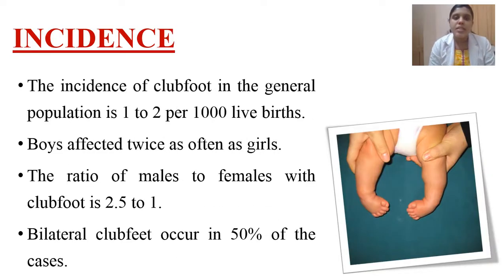Let's see the incidence of clubfoot. As the name indicates, this is a congenital birth defect. It usually occurs in the general population at 1 to 2 per thousand live births. It is believed that boys are affected twice as much as girls, with a male to female ratio of 2.5 to 1. In about 50% of the cases we can see bilateral clubfoot, which means both lower extremities are affected.